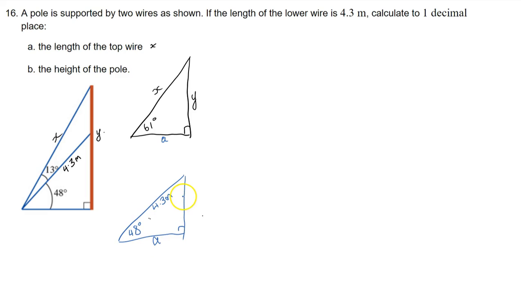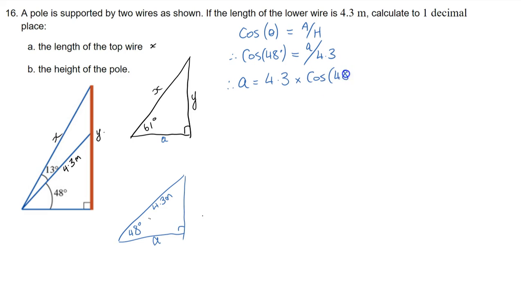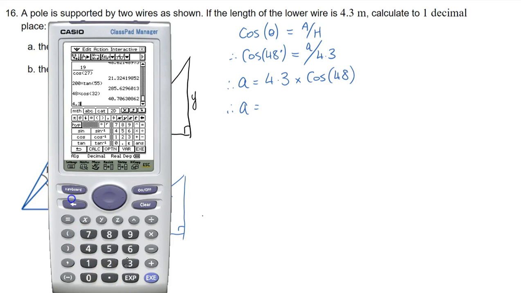So looking down here, I've got the adjacent and the hypotenuse, so I'm going to use cos. My angle is 48 degrees. My adjacent is A, that's what I'm trying to find, and my hypotenuse is 4.3. So at the moment, my variable's been divided by 4.3, so the opposite of that is multiplying by 4.3. Once I get to there, I'm looking for my calculator. 4.3 times cos of 48, 2.88.